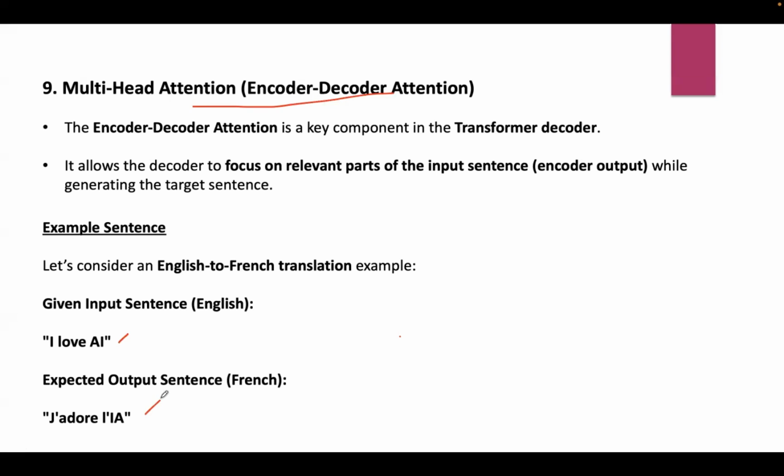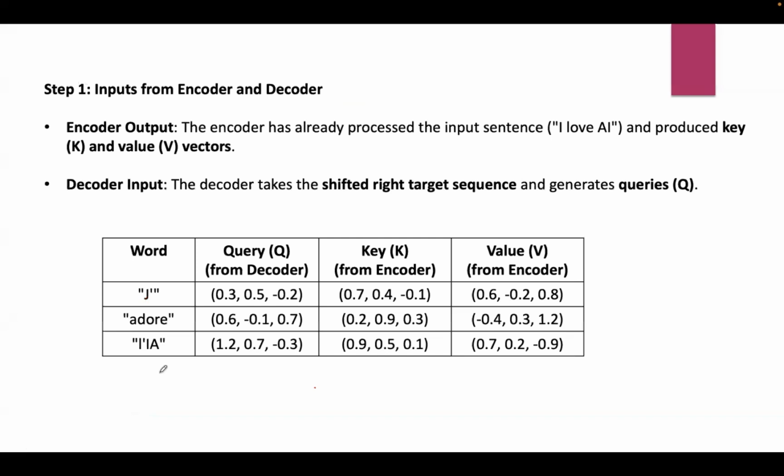Here the encoder processes the input sentence and generates key and value vectors. Then the decoder receives the shifted right version of the target sentence and generates query vectors. So all these things will occur. We'll see all these steps in detail. So, coming to step 1, inputs from encoder and decoder.